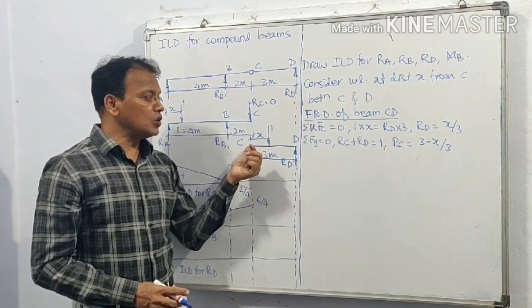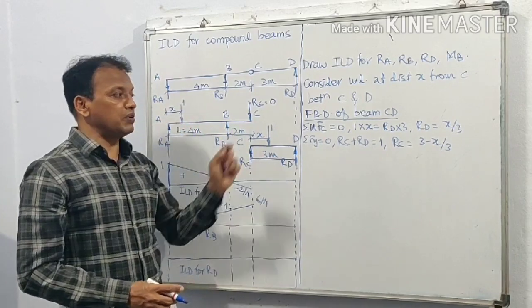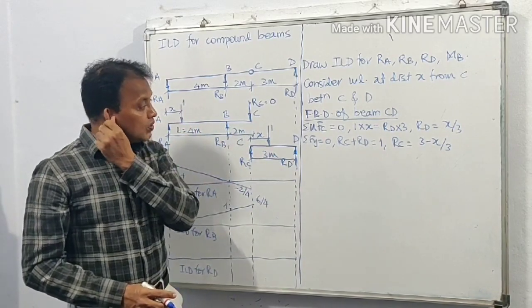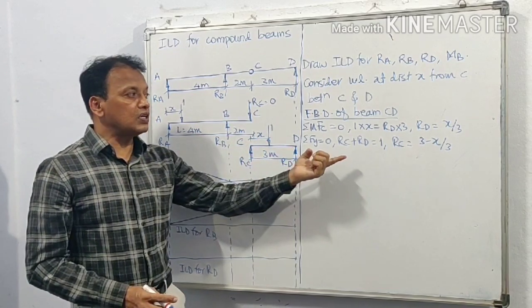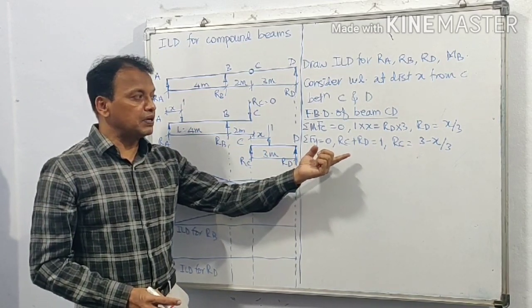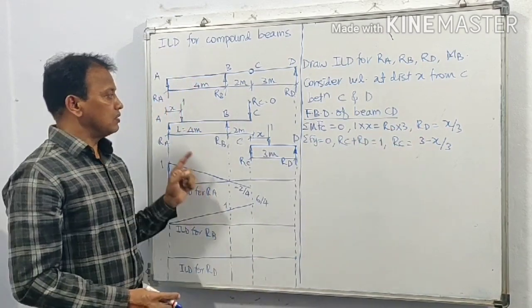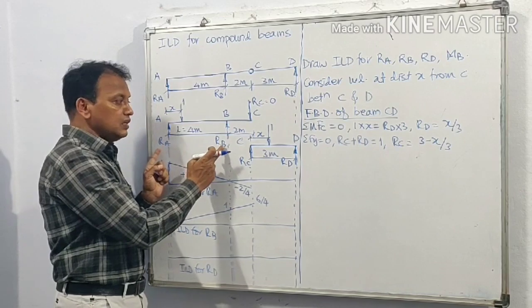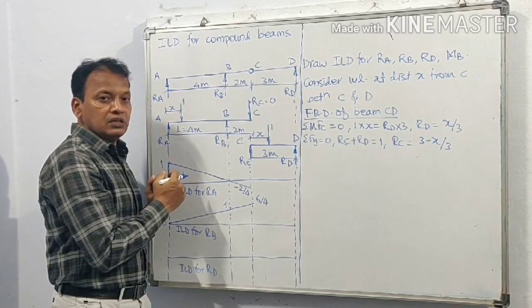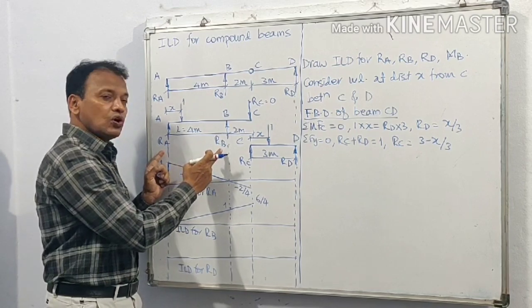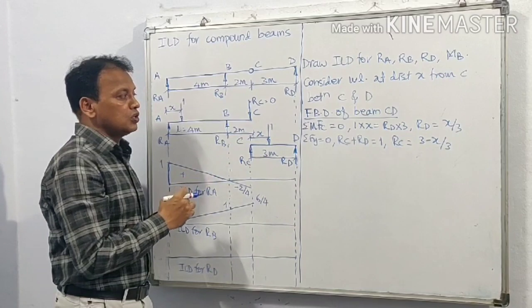Now we are considering unit load moving from C to D. Earlier we have considered unit load moving from A to C. But for these positions of unit load between C and D, we have prepared generalized equations for RD and RC. But we need reactions RA and RB also. We need magnitudes of reactions RA and RB when unit load moves from C to D.